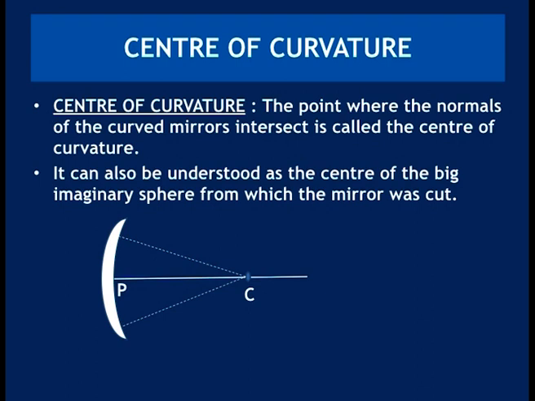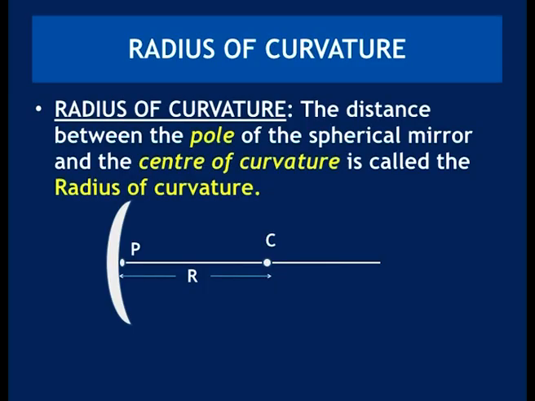Now let us define center of curvature that we have seen in the previous video. What do we mean by the center of curvature? The point where the normals of the curved mirrors intersect is called the center of curvature. This is what we have seen in the activity children, the foam and sticks activity. This can also be understood as the center of a big imaginary sphere from which the mirror was taken.